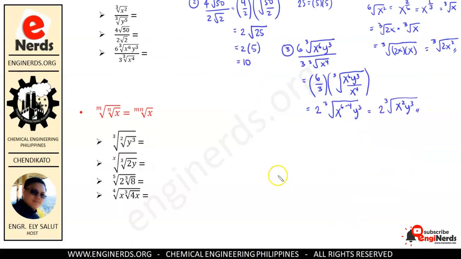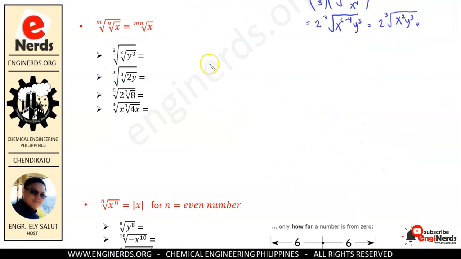So, next property natin. So, we have here a radicand na nth root of x. And this is also a radicand of mth root na nandito sa labas. So, we will just multiply ang kanilang index. You will have here m times n. And that will be the index of our root. Then, retain the radicand. So, let's solve first problem. We have cube root of the square root of y cube. Okay, so sabi natin, i-multiply lang natin yung kanilang index. So, we have 3 times 2.